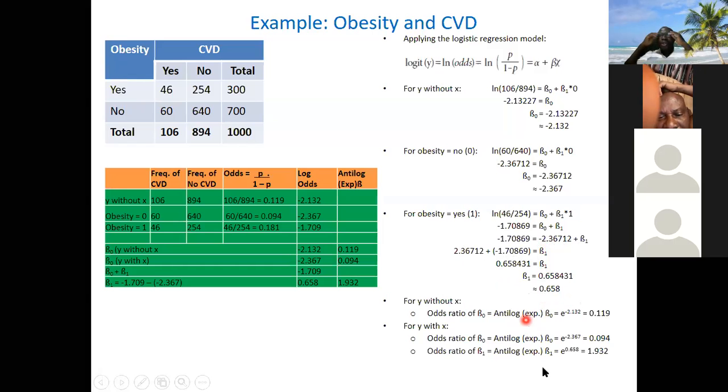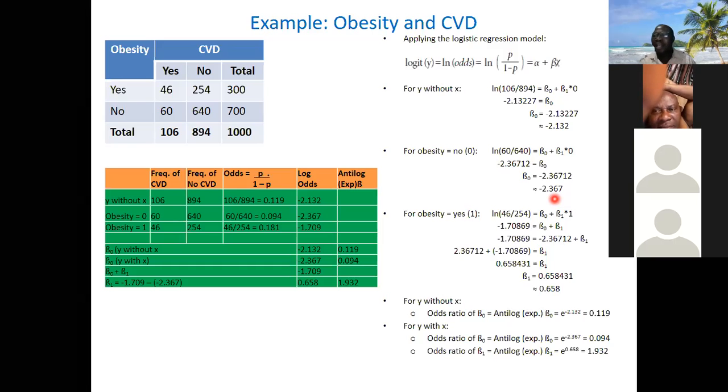Now, the result you have just gotten gives you the two things you need: beta 0 and beta 1, when obesity is there. Beta 0 is minus 2.367. Beta 1 is 0.658. If this were linear regression, that is the regression coefficient. It's still a regression coefficient here, but the interpretation is different. I've already said it before.